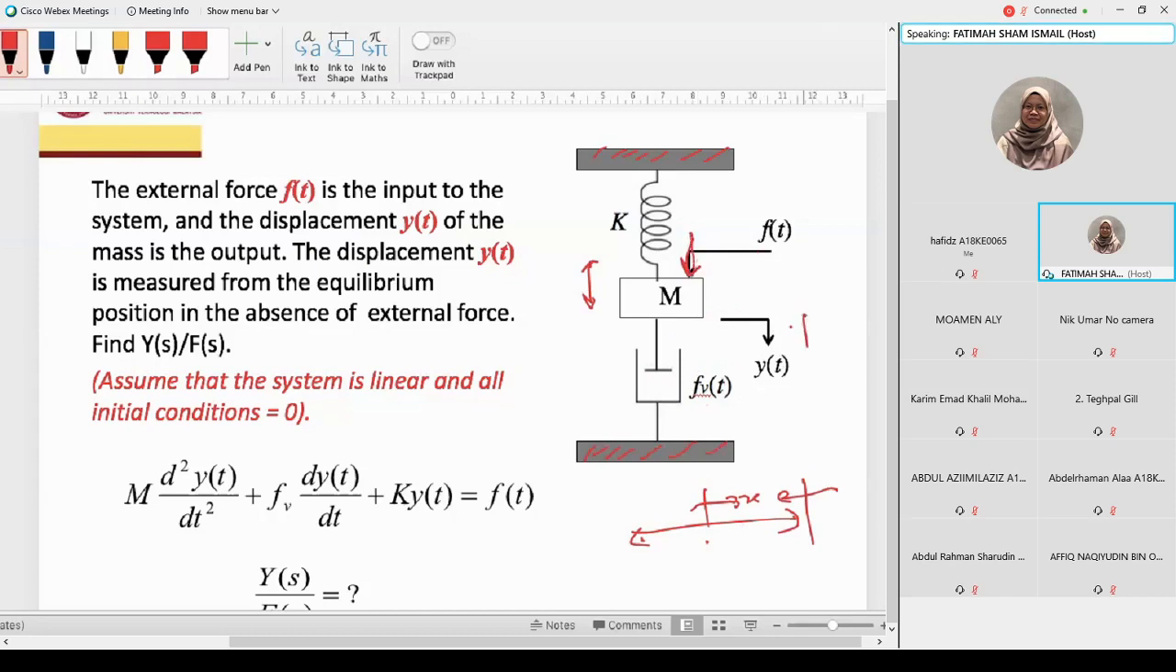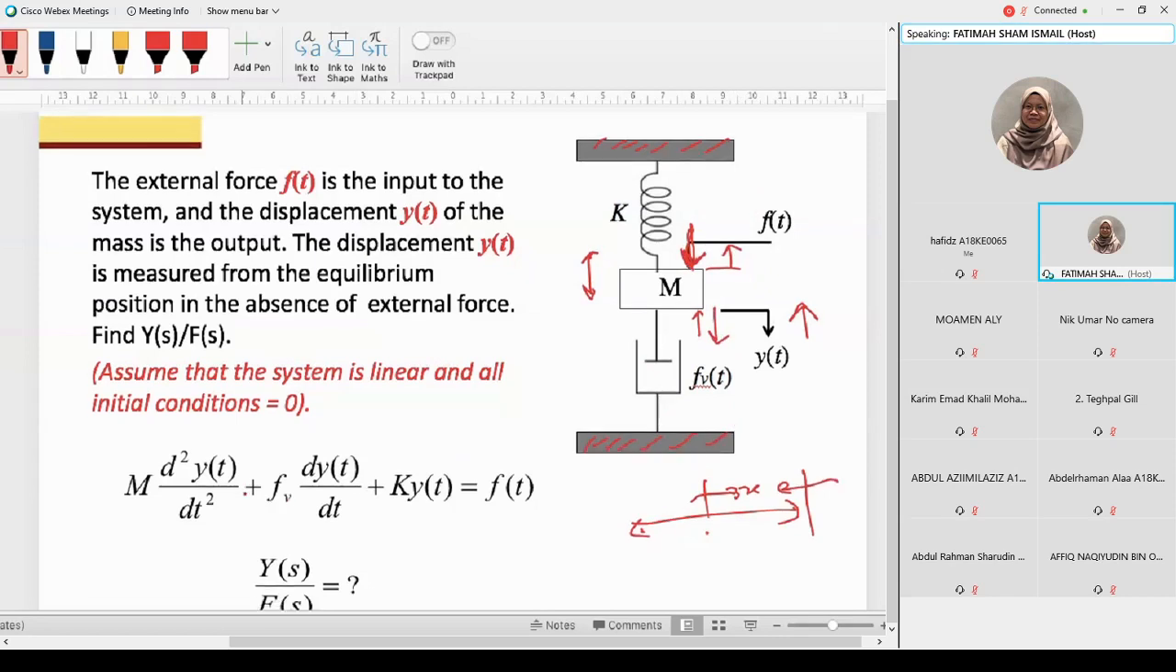But if we give force up to M here, your y displacement should be in the positive direction. And depending on the force here to M downwards, your displacement also goes downward. So how to derive the equation is still the same.